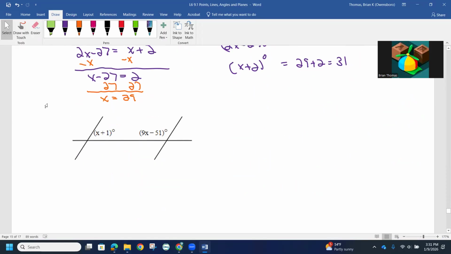So this one looks a little bit different because now the parallel lines are going in this direction and the transversal is going this way. But notice how these are parallel lines. Notice that these two angles are on the same side of the transversal. They're both above, and notice how they're between. So these are considered same side interior.